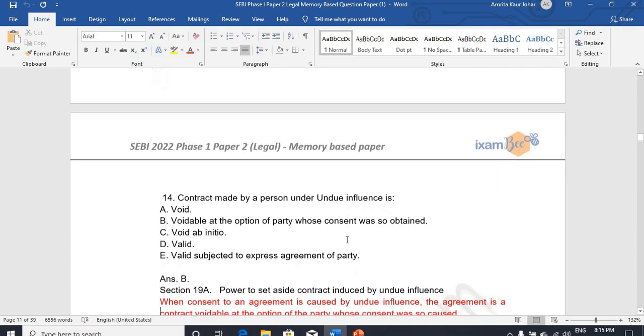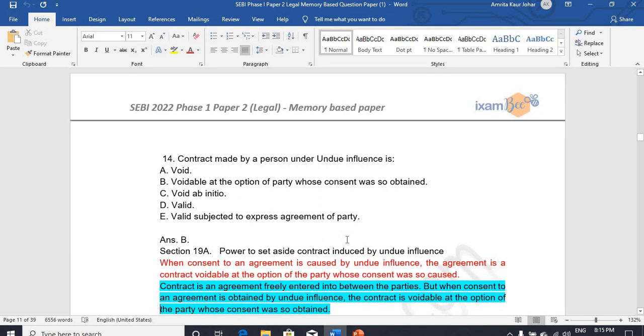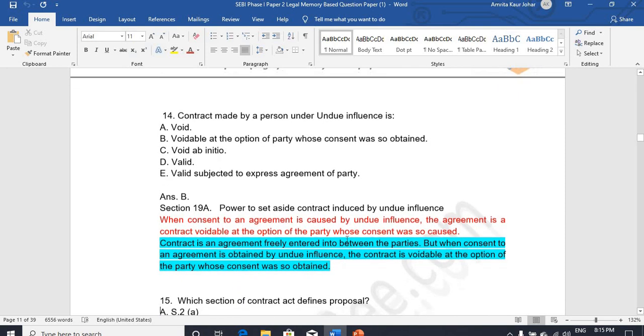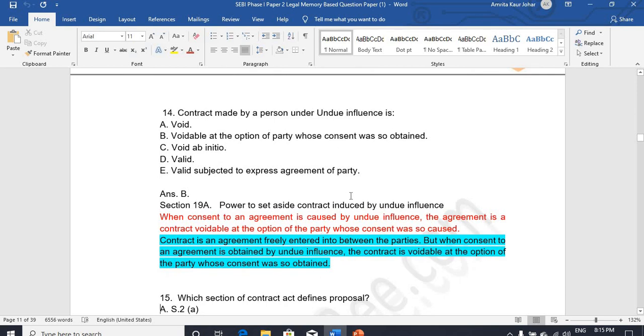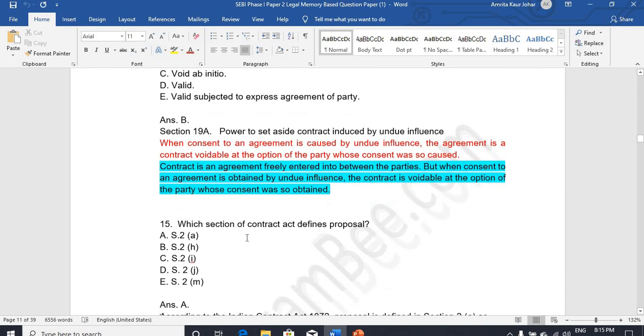Contract made by a person under undue influence is void. Now it is void, it is voidable at the option of party whose consent was obtained, void ab initio, valid subject to the express agreement of the party, and so on. So the answer to this question is B, that is voidable at the option of the party whose consent was so obtained, because it is relating to the consent that was obtained by undue influence. Section 19A provides for that. That is the power to set aside contract induced by undue influence. And this is the explanation.